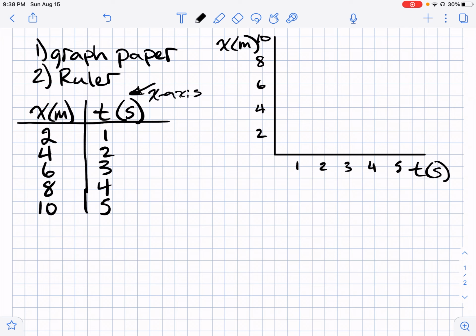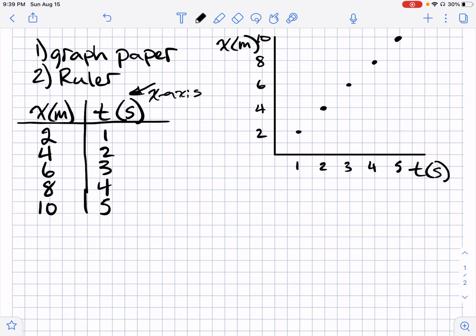Again, before you get started, make sure you labeled your X and Y axis with whatever it is you're graphing, and then come up with a scale for your graph. Then the next step is just to plot your data points. For the first one, you have 1 second, it's 2 meters. I'll put a dot there. 2 seconds is 4 meters. 3 seconds is 6 meters. 4 seconds is 8 meters. 5 seconds is 10 meters. So now we've plotted our data.